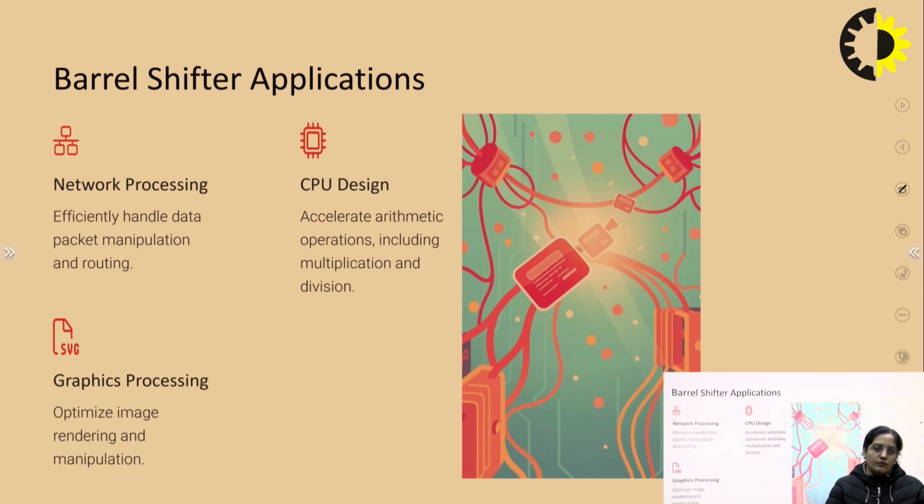In CPU, where arithmetic logic operation is performed using ALU, there we use a barrel shifter for arithmetic and logical operations, and one of the shift registers, that is the temporary register in our microprocessor, performs this barrel shifter operation. So we use barrel shifter in CPU design also, as well as in graphics processing, to optimize image rendering and manipulation. We use barrel shifter.